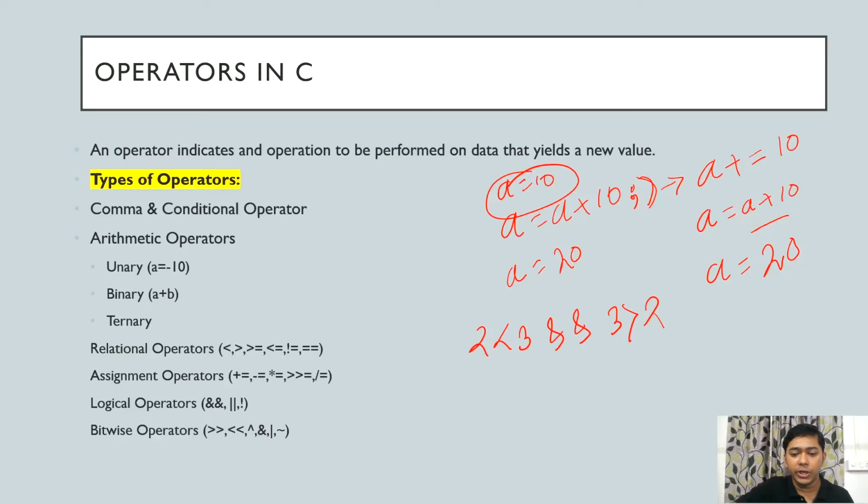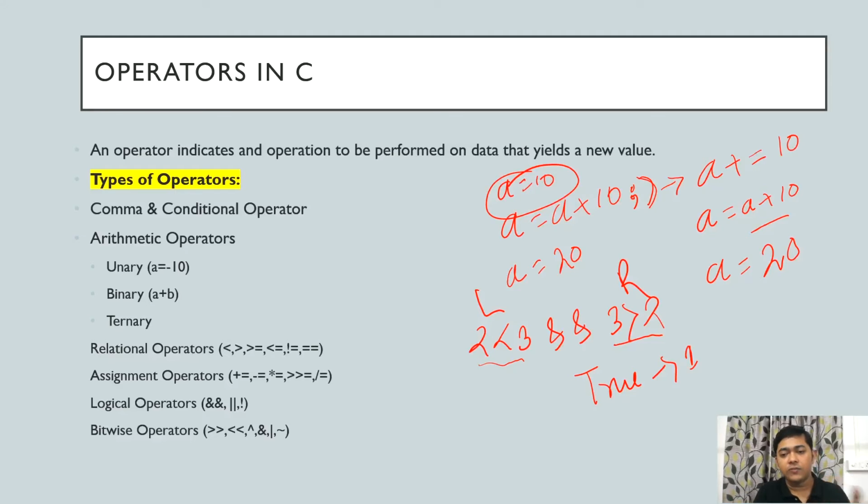Here you see both the conditions, 2 is less than 3 and 3 is greater than 2. Both the left side as well as the right side. This one is the left side, this one is the right side. Both the sides are true, so it will produce true, or 1.